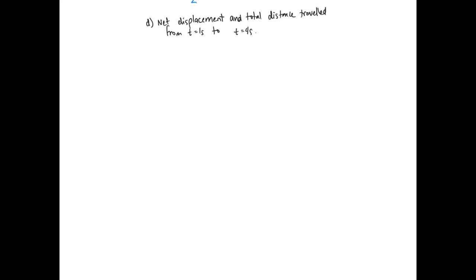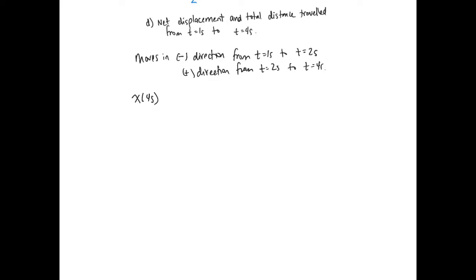So this looks like, it moves in the negative direction from t equals 1 second to t equals 2 seconds, and the positive direction from t equals 2 seconds to t equals 4 seconds. So we'll actually solve what the position vector is at 3 points. So first we'll look at x at 4 seconds, or I'll just say x4, we know that the unit is time.